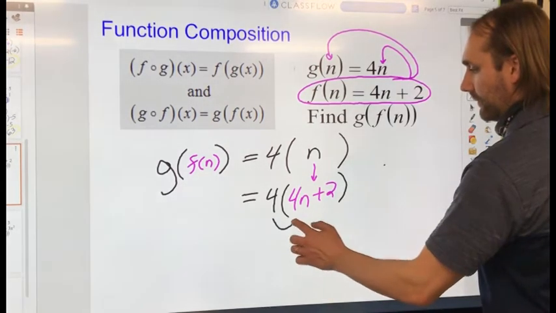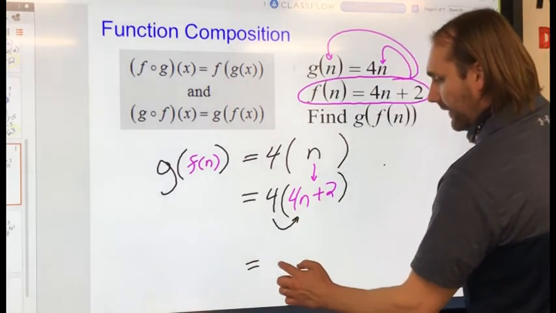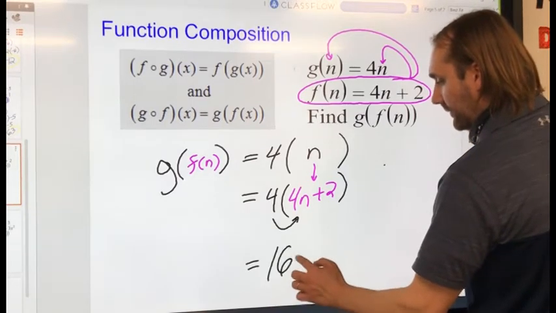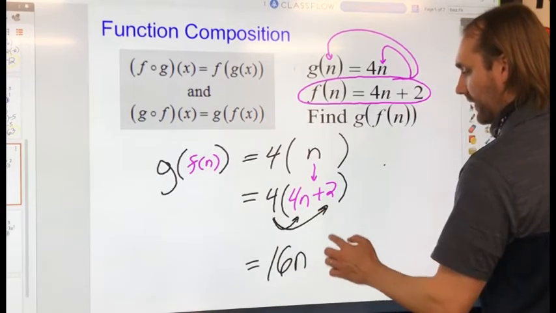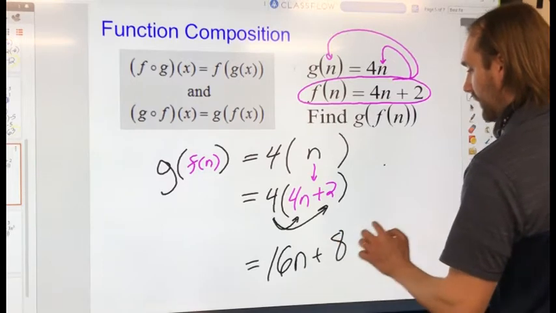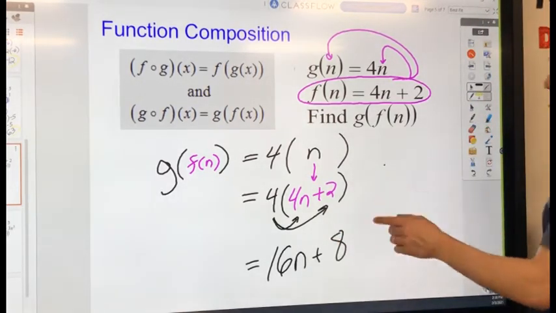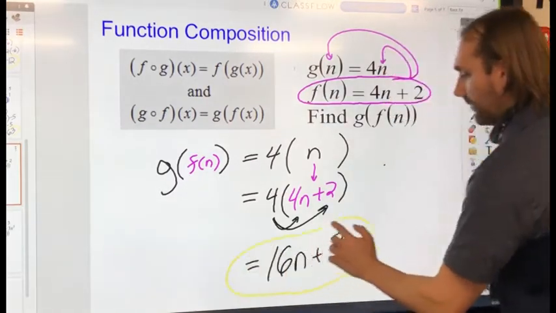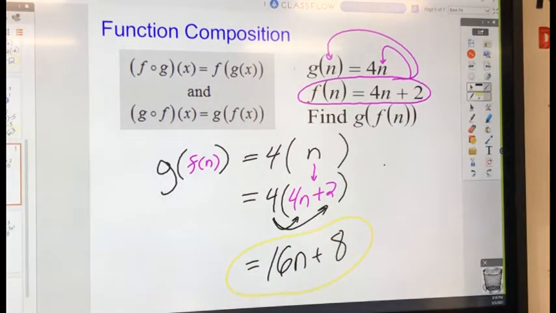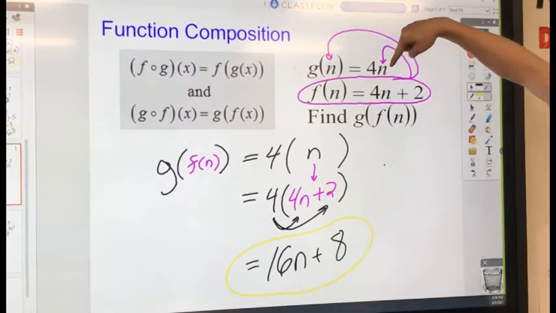So let me distribute. 4n times 4 is 16n. 4 times 2 is 8. So what is the function composition of g of f of n? That is 16n plus 8. Completely new function, just like Kirby. One function goes right inside another function.